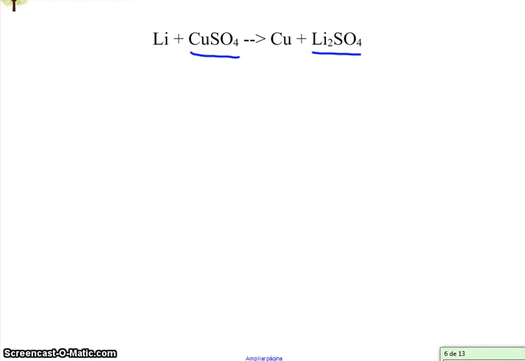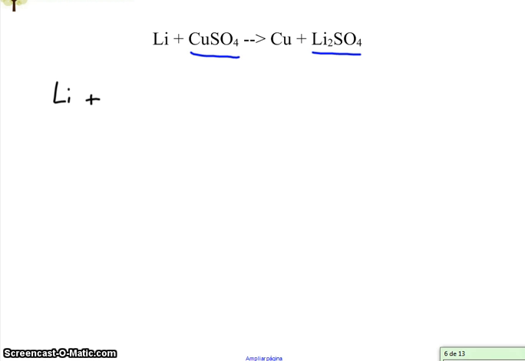Those are my two ionic compounds I've underlined. The other things are metals on their own, in their elemental state. They're not compounds, they're just metals on their own. So, first step, I'm going to rewrite that equation and separate the things I've underlined.